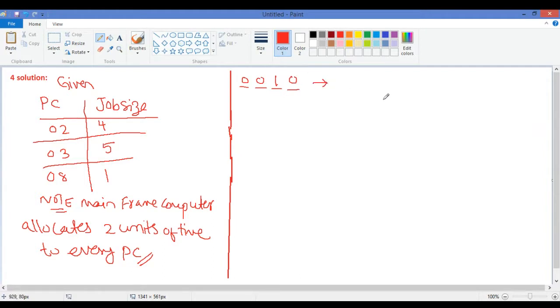How will this 2 execute? You see, you have this PC number. 02 has 4 units of time job size, 03 has 5 units of job size, and 08 has 1 unit of job size. Now chance is given to 2 first, but the mainframe allocates only 2 units, so it will execute only 2 units of time. So remaining will be 2. Then it will go for the next number, 3: 0, 0, 1, 1.